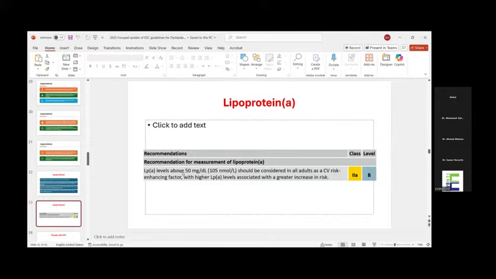For the recommendations, we have a clear recommendation regarding the measurement of lipoprotein A. Lipoprotein A above 50 milligram should be considered in all adults as a cardiovascular risk enhancing factor, with higher levels associated with a greater increase in the risk.